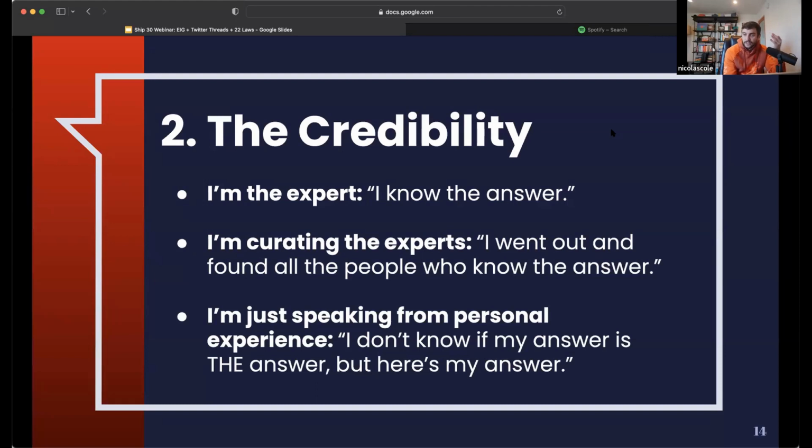So there are three types of credibility. One is you are the expert, right? Someone goes, I have a question. You go, I know the answer. I've done this before. I've experienced this. I am the expert. I've achieved something. The second is you go, I'm not the expert, but I went out and I found all the experts. I'm curating the experts. That could be everything from I interviewed them, to I Google searched for 40 hours, to I read a bunch of books. It doesn't really matter how you got there. You're the one who went out and did the work. You did the digging. You're coming back with the answer.